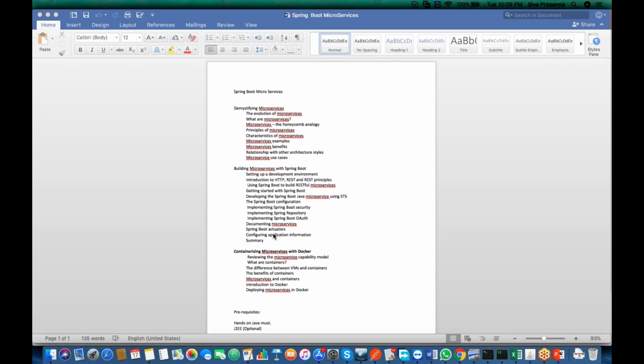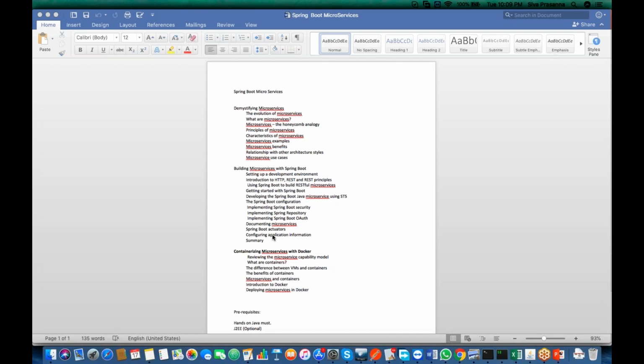Next is Spring Boot actuators. This is more of the health check thing. You need to know this because sometimes it is important to know whether the service is up or not. Microservices are heavily driven by DevOps. That is the reason why the success of microservices is tied with a little bit of DevOps.